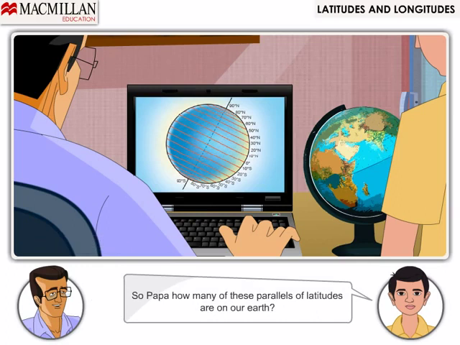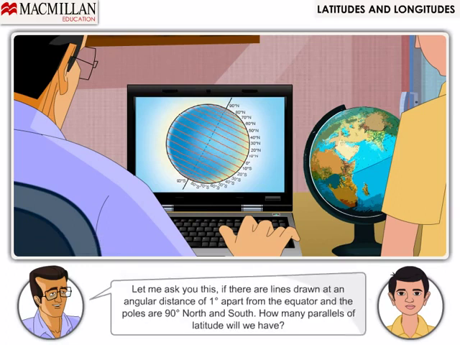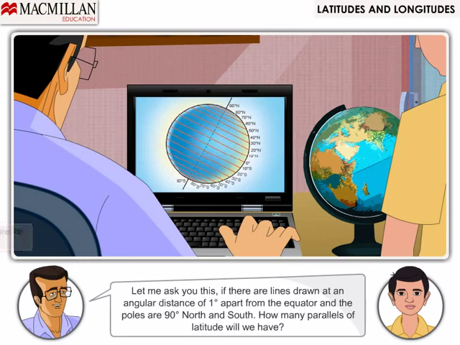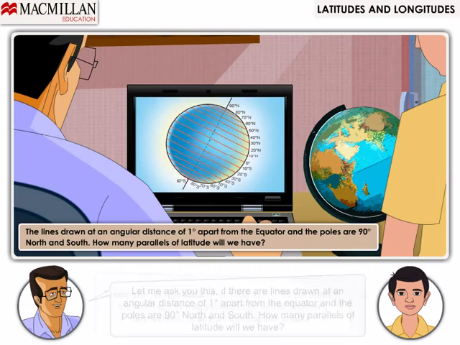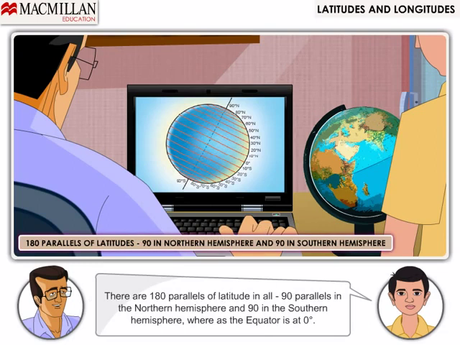So, Papa, how many of these parallels of latitude are on our Earth? Let me ask you this. If there are lines drawn at an angular distance of 1 degree apart from the equator and the poles are 90 degrees north and south, how many parallels of latitude will we have? There are 180 parallels of latitude in all, 90 parallels in the northern hemisphere and 90 in the southern hemisphere, whereas the equator is at 0 degree.